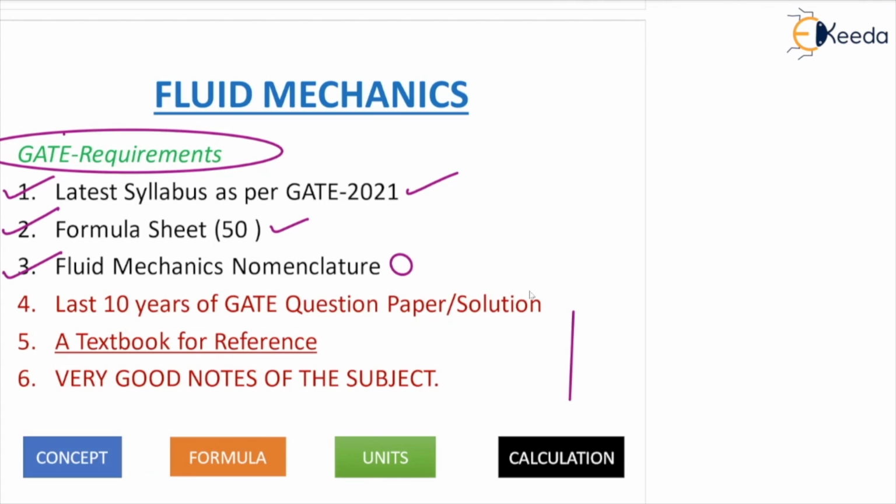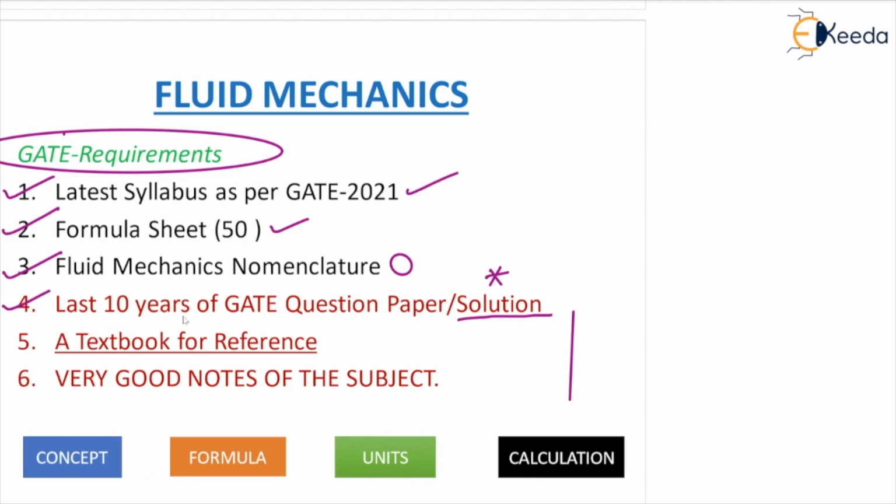You can see the last 10 years of GATE question papers and solutions. The solution here means you first have to understand the concept and then make your own solution after understanding the GATE concepts. Why is it the last 10 years?